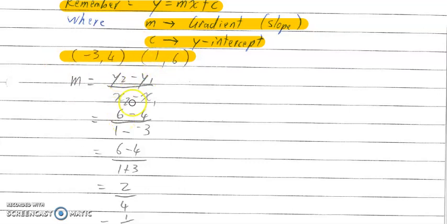What's my second y-coordinate? It's 6. What's my first y-coordinate? It's 4. So it's 6 take 4. What's my second x-coordinate? It's 1. What's my first x-coordinate? It's -3. So it's 1 take away -3. Recall, of course, that 1 take away -3 is the same as 1 plus 3.